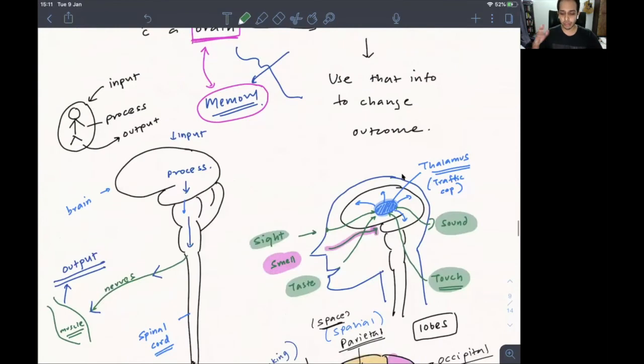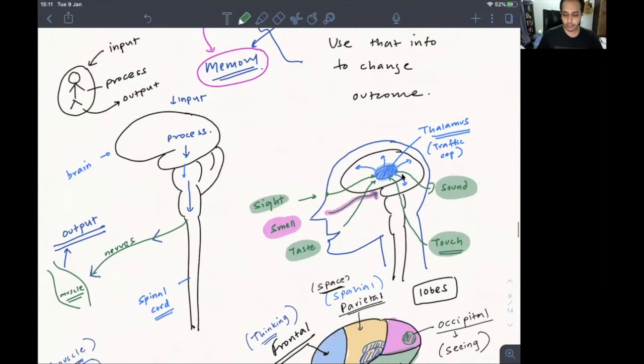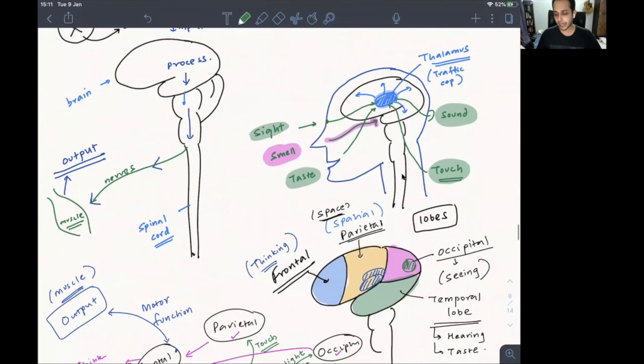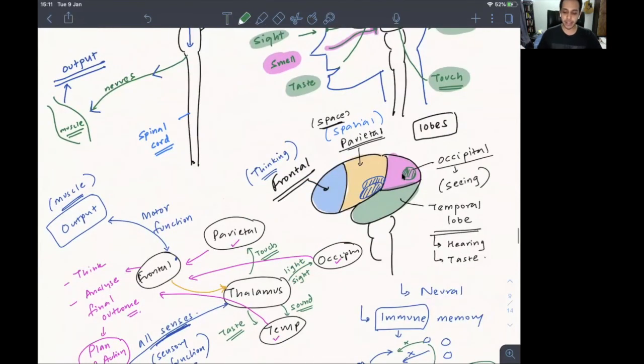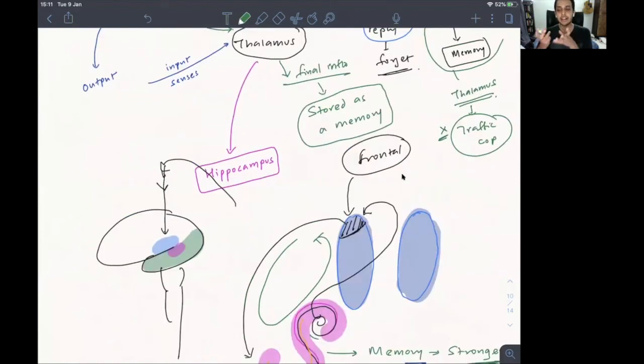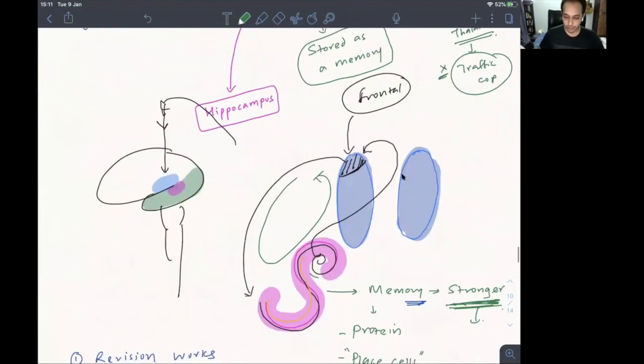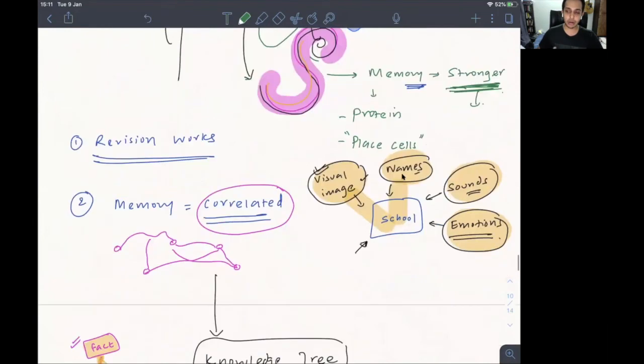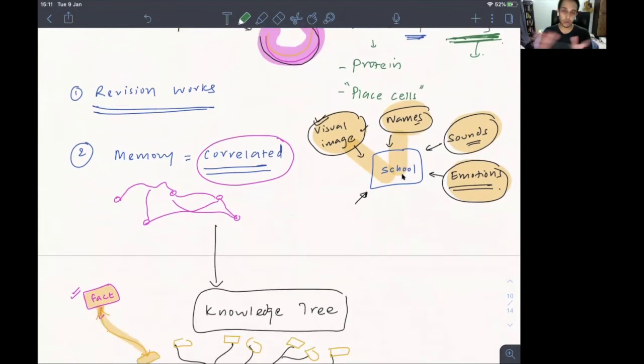Then we talked about the neuroanatomy. We talked about the different types of lobes that are there in the brain and what each lobe does. And then we talked about how the thalamus is a traffic cop and it talks with the frontal lobe. And finally, how the thalamus sends the final information down to the hippocampus, which stores the memory for further use. And we talked about how running the same memory again and again through the hippocampus will make it stronger. And we talked about how memory is correlated, so different aspects of memory help each other.